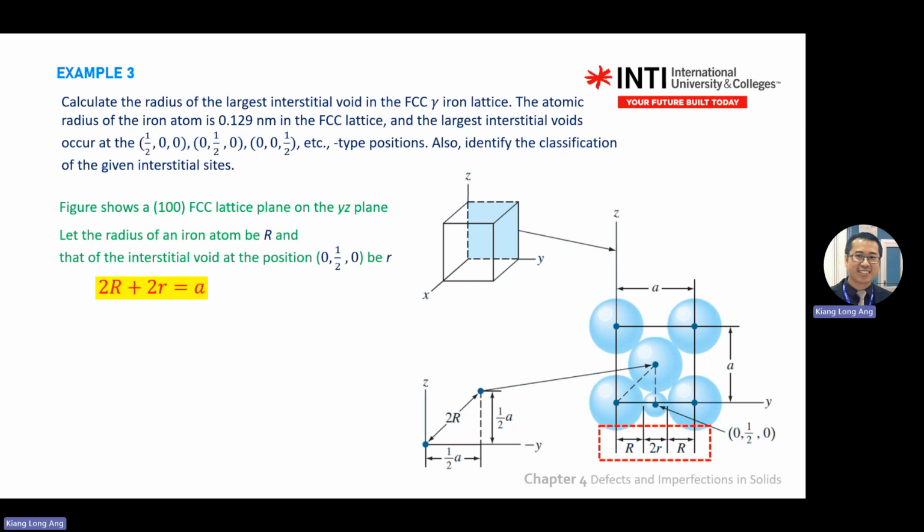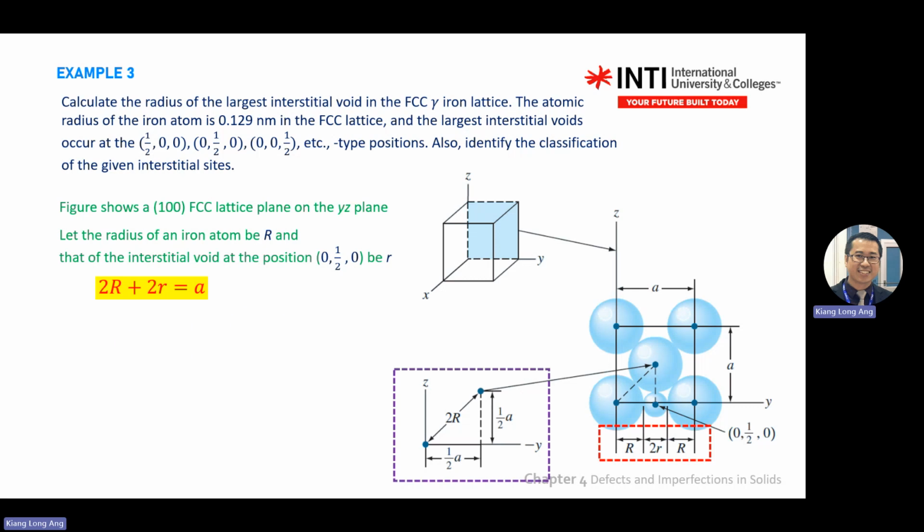This is FCC, so you should be seeing this. Four corners, you have one atom here, one atom here, and this is the additional alien atom, the space that you can form. This small one is 2r. This one is R, this is R. So you have two big capital R and two small r, equal to a. a is the cube side.